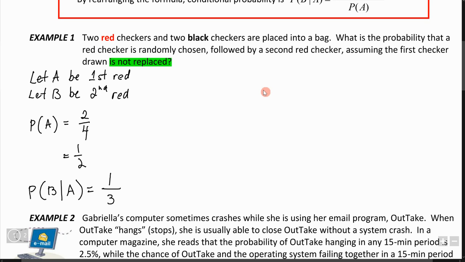Okay. So let's answer the question. What is the probability that a red checker is randomly chosen followed by a second red checker? So we want the probability of both A and B happening.